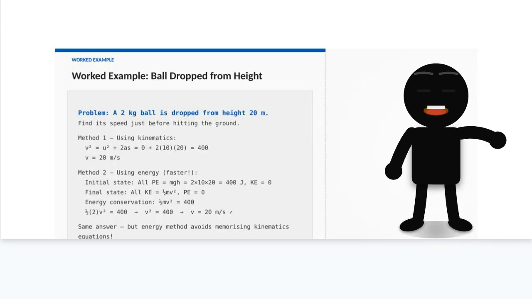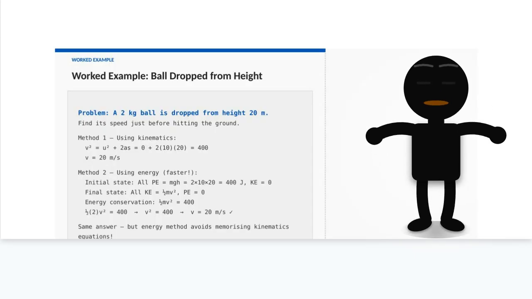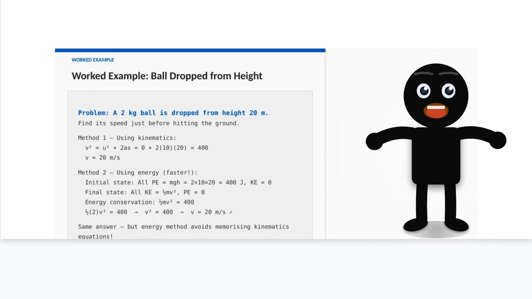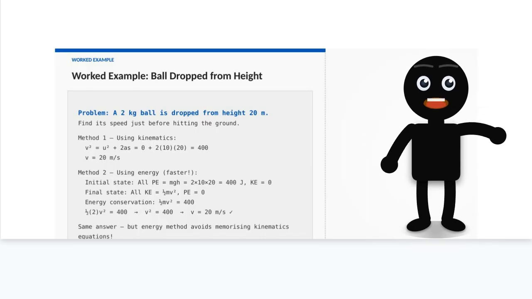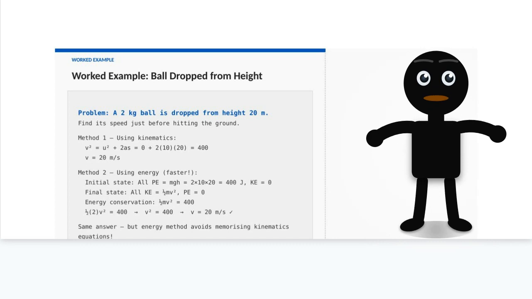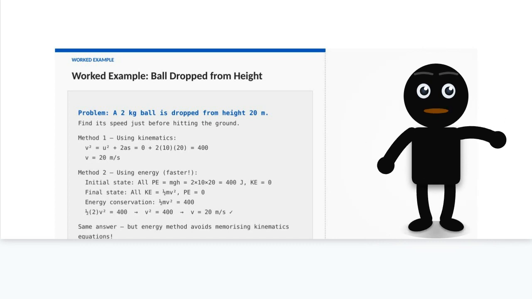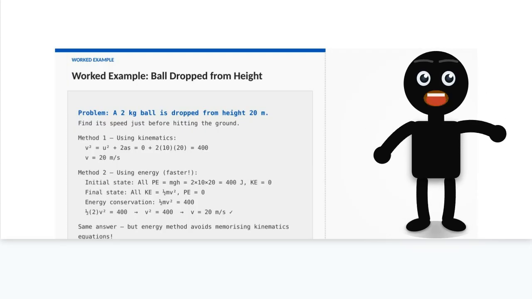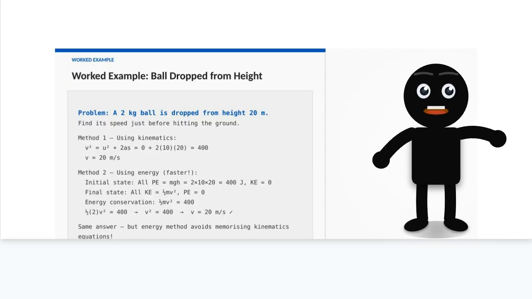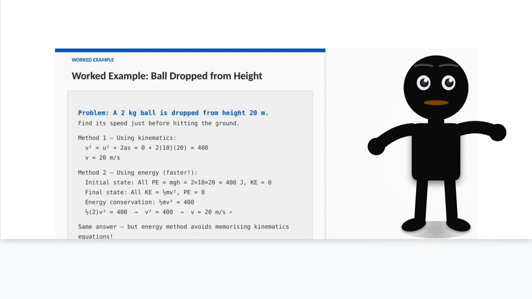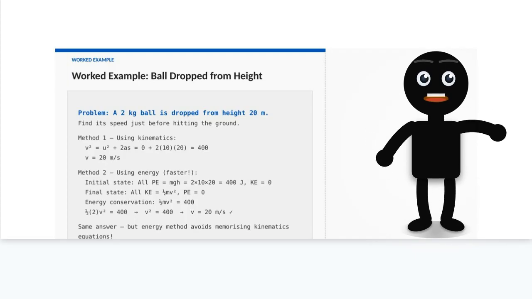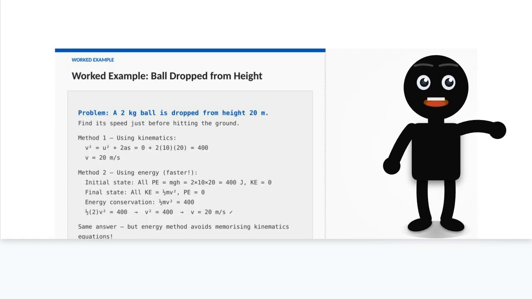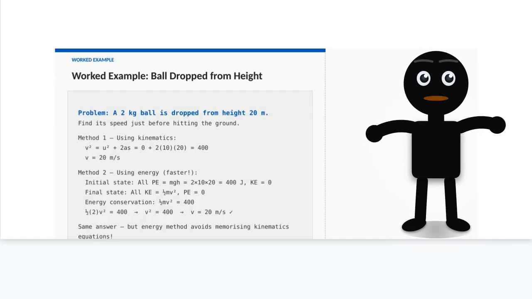Let us solve the same problem two ways to show why energy methods are powerful. A 2 kilogram ball dropped from 20 meters. Using kinematics, v squared equals 2 times 10 times 20, giving v equals 20 meters per second. Using energy, at the top, all energy is gravitational potential energy, equal to mgh equals 400 joules. At the bottom, all energy is kinetic, half mv squared. Setting them equal gives v equals 20 meters per second.